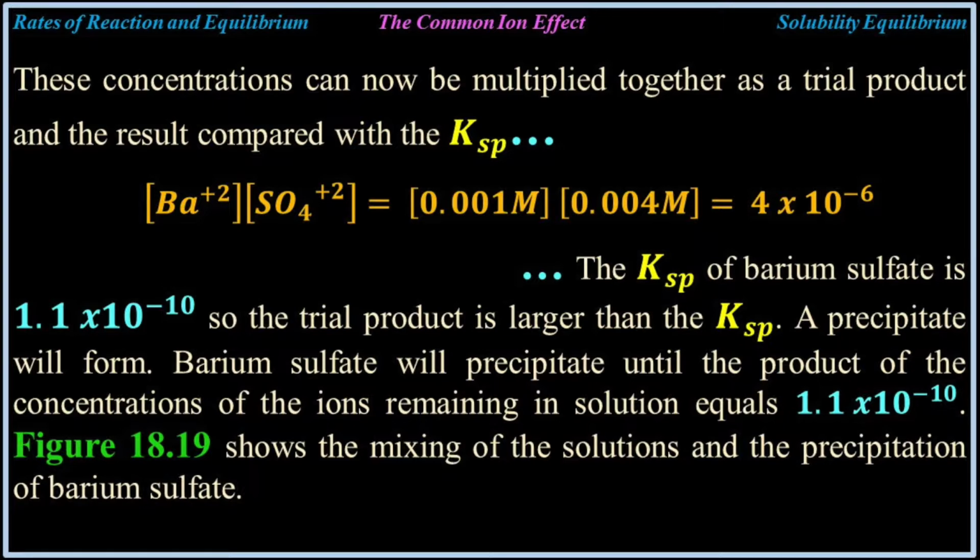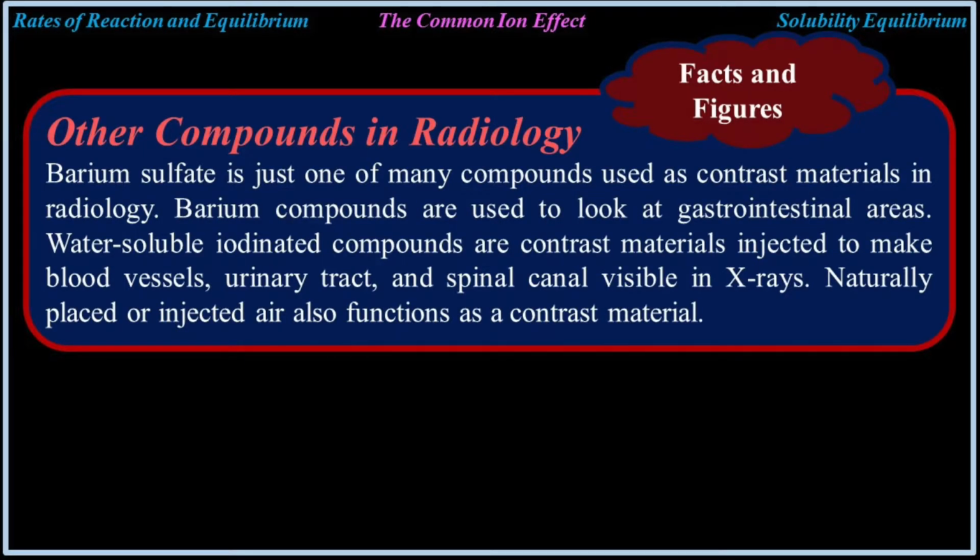Figure 18-19 shows the mixing of the solution and the precipitation of barium sulfate. Other compounds in radiology: barium sulfate is just one of many compounds used as contrast materials in radiology. Barium compounds are used to look at gastrointestinal areas. Water-soluble iodinated compounds are contrast materials injected to make blood vessels, urinary tract, and spinal canals visible to X-rays. Naturally placed or injected air also functions as a contrast material.